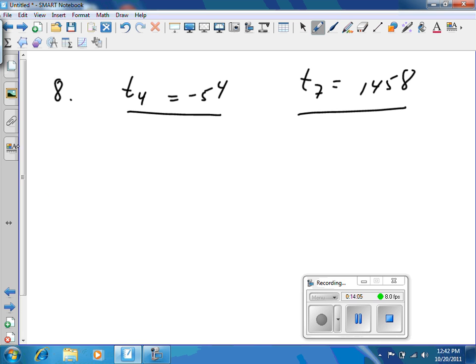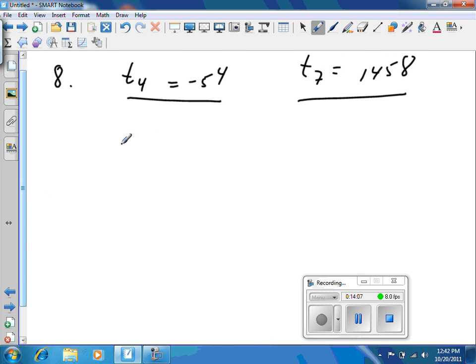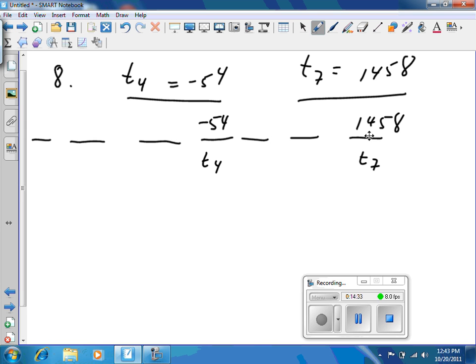I think for this question, I would draw a little picture. You can just watch. 1, 2, 3, 4, 5, 6, 7. 1, 2, 3, 4. Term 4 is negative 54. Term 7 is 1458. That's good, right? That's what we know.